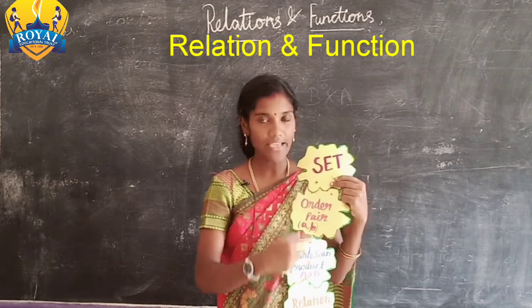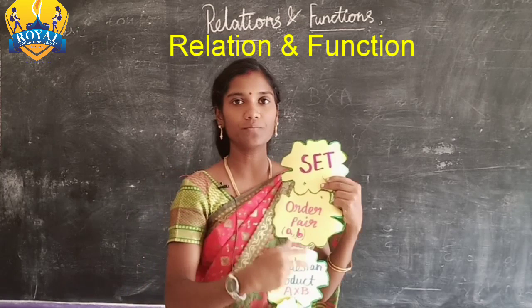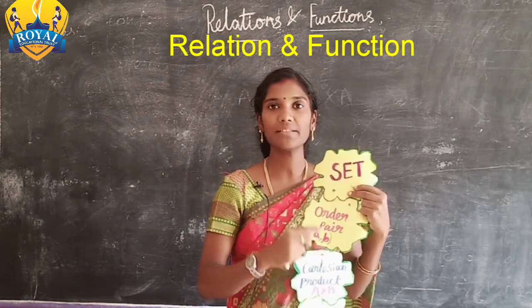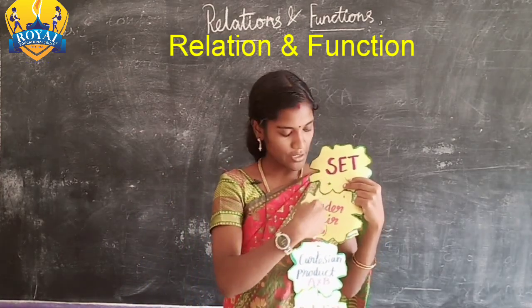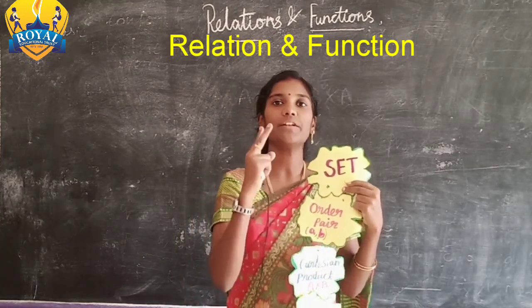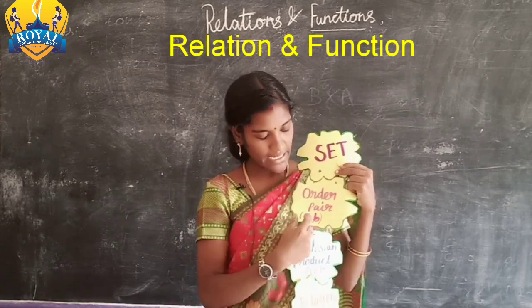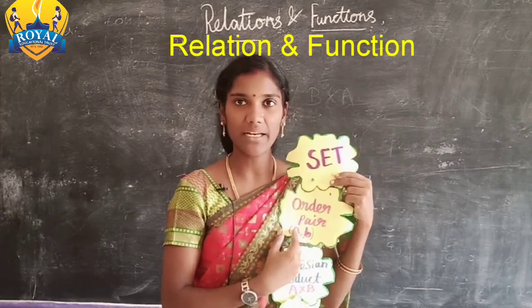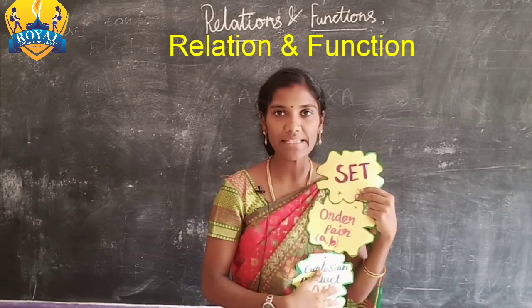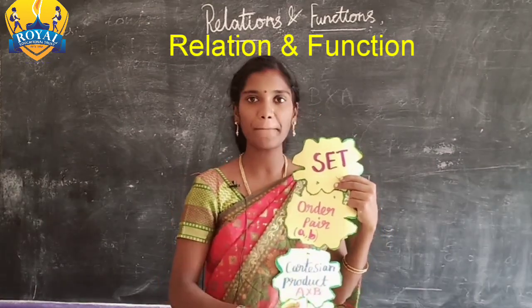Second, ordered pair. Pair means two. From the set you make a pair. That means when two non-empty sets are joined together, they make an ordered pair.